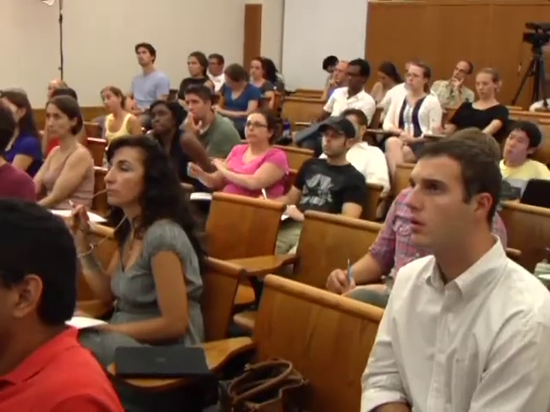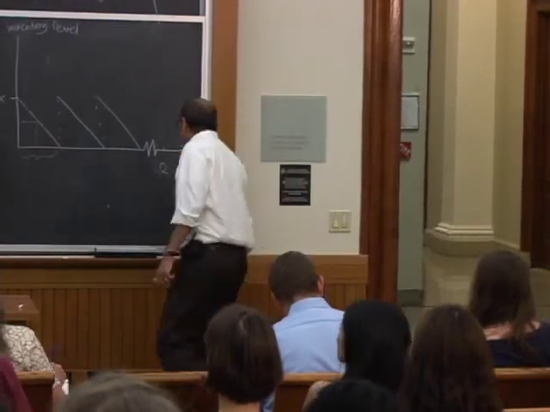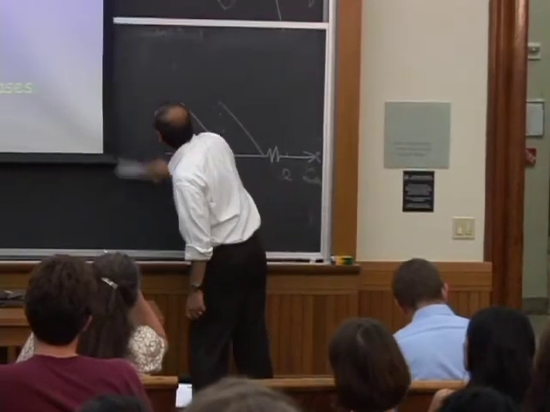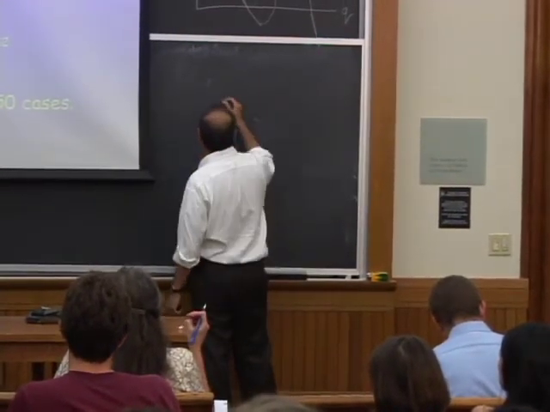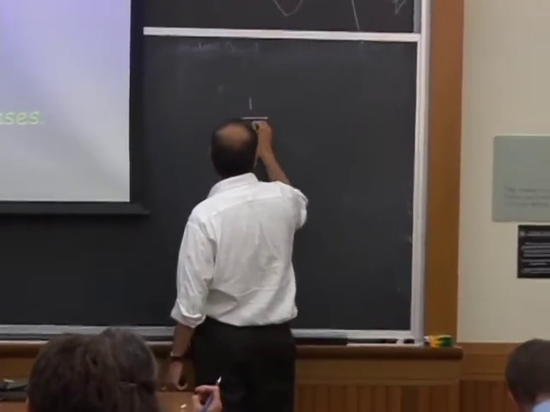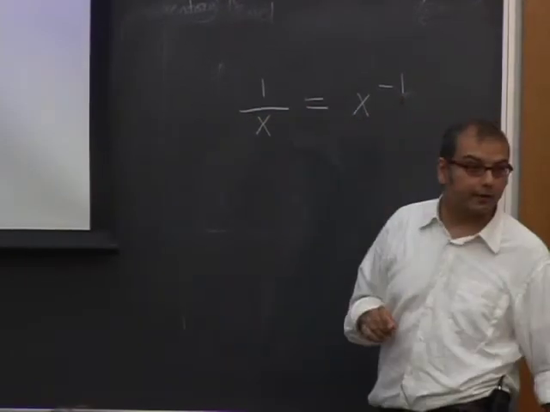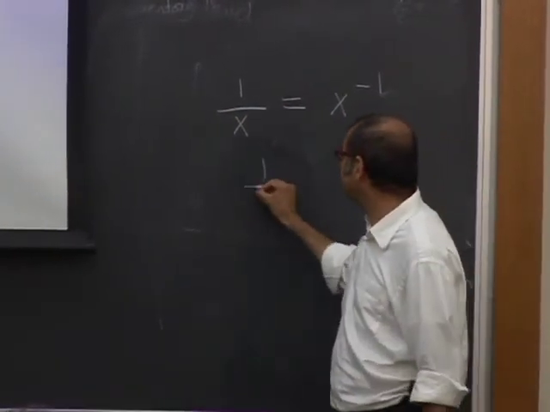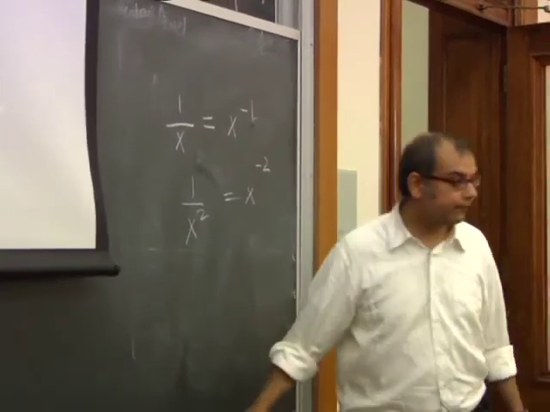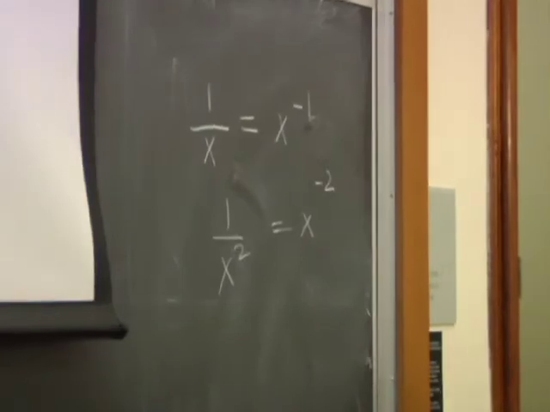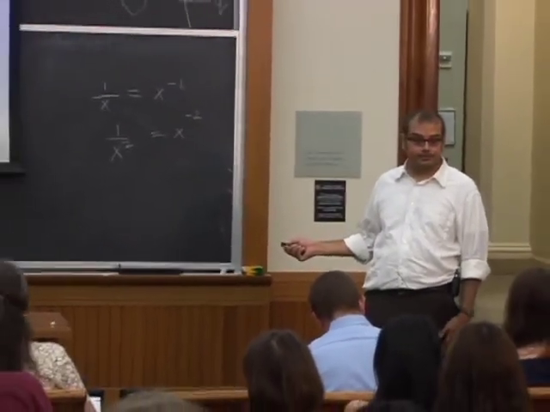Yes, you had a question? This one? Oh, that's... So this is... recall your laws of exponents. And this is just from your primer. 1 over x is the same as x to the minus 1. Or 1 over x squared is x to the minus 2. Okay, so that's your answer.